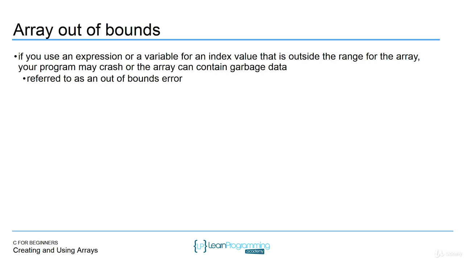So what happens if you try to access an element in the array with an invalid index? For example, trying to access an array of size 10 using 11 as an index, or 10 as an index. You're going to have an array out of bounds error. This happens if you use an expression, variable, or constant for an index value that is outside the range of the array. And outside the range means what? It means it's either a negative number or a number greater than the size minus 1, because arrays are 0-based. So if you have an array of size 10 and the index is greater than 9, you're going to have an array out of bounds error.